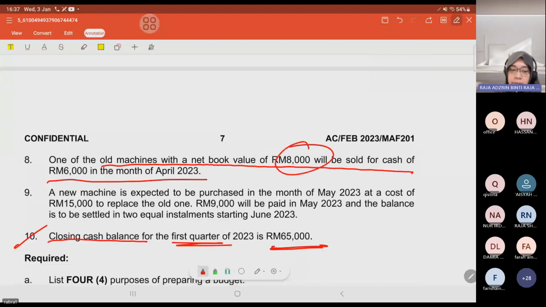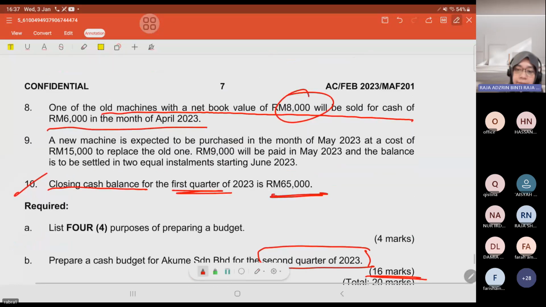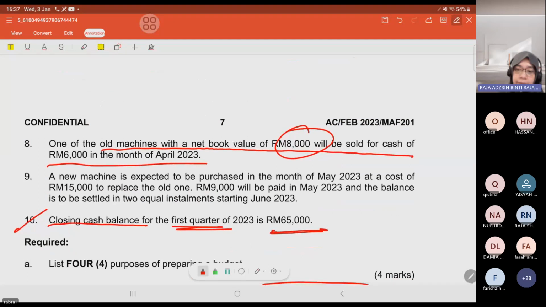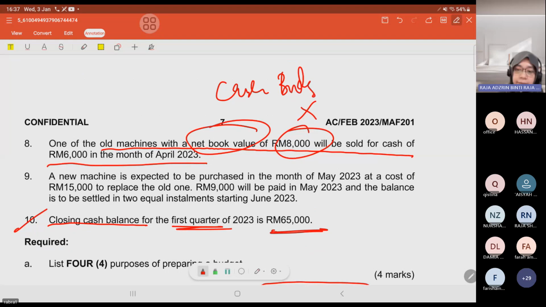Amount 8,000 ke? Taklah, sebab this one apa? This one is net book value. Kan kita buat cash budget. So bila you buat cash budget, only cash. Sorry. Only cash item. So cash of 6,000 in the month of April.